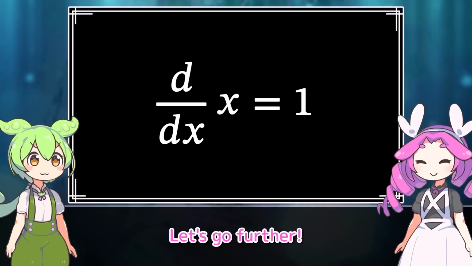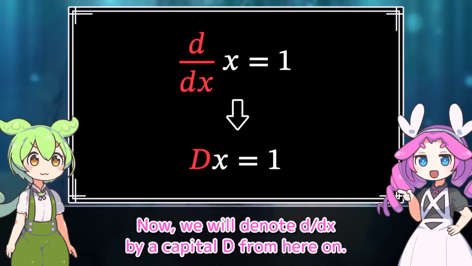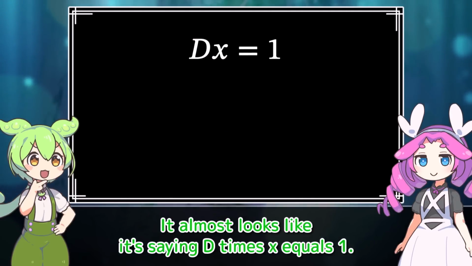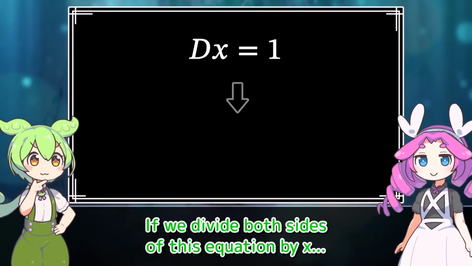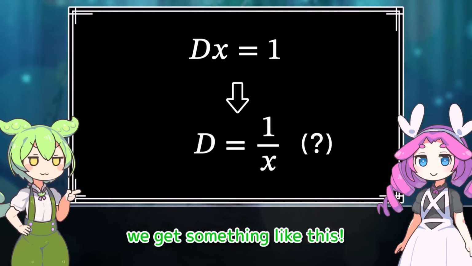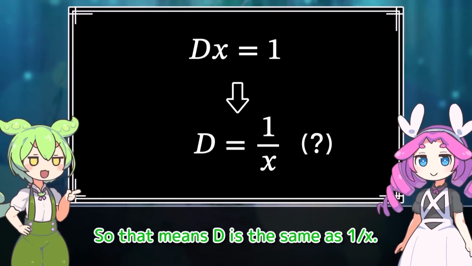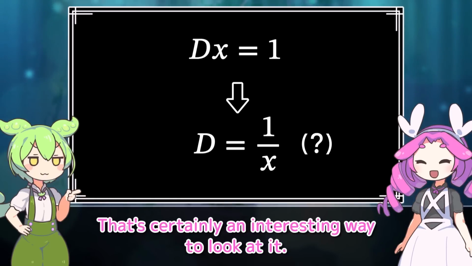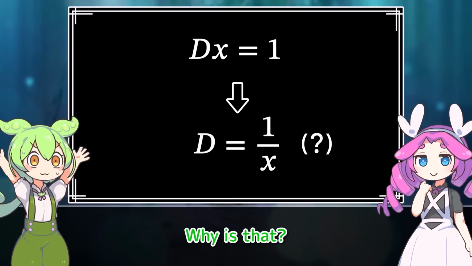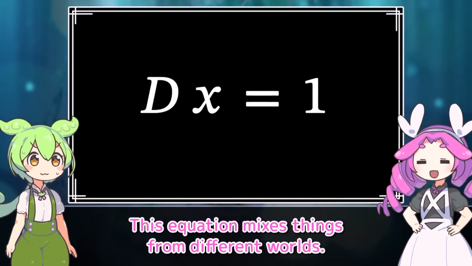Let's go further. Now we will denote d by dx by a capital D from here on. Whoa, that's a pretty interesting equation. It almost looks like it's saying d times x equals 1. If we divide both sides of this equation by x, we get something like this. So that means d is the same as 1 over x. That's certainly an interesting way to look at it. But something is missing. Why is that? This equation mixes things from different worlds.